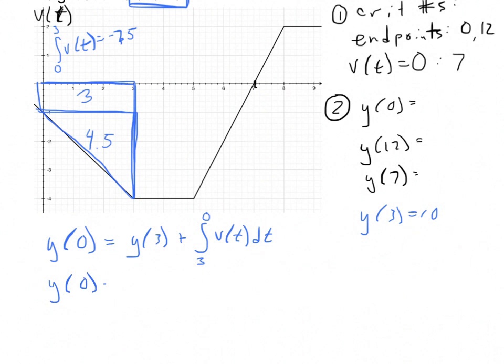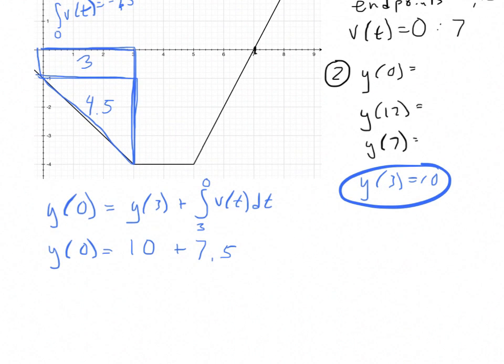y of 0 is y of 3 plus positive 7.5. And I just realized that y of 3, we were told that y of 3 was 10. So this gives me that y of 0 is 17.5. So we figured out our first value here. I now need to go through the same process to get y of 7 and to get y of 12. Again, I'd really recommend you pause the video and do these one at a time.